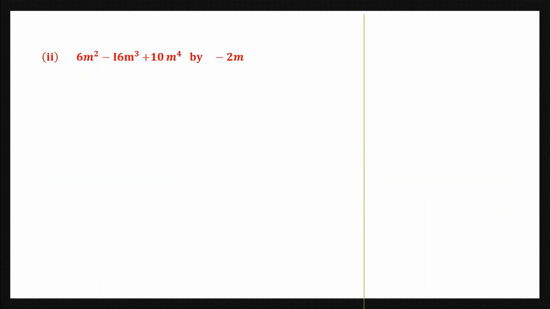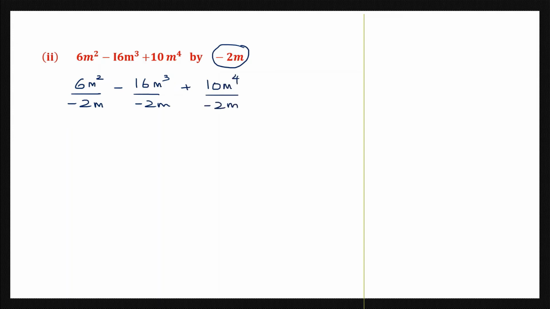Question 2. So here we have a trinomial divided by a monomial. So we're going to take each term separately. So 6m squared by minus 2m, then minus 16m to the power of 3 by minus 2m. Each time we're dividing by this, plus 10m to the power of 4 by minus 2m. Now we have to work out each one separately.